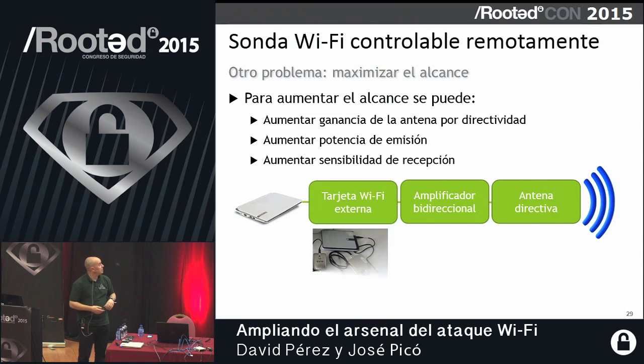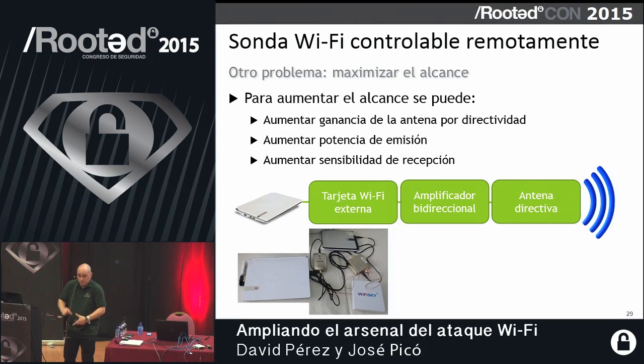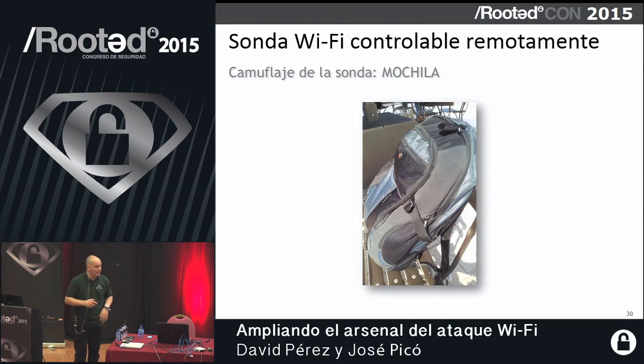So we looked for a set of equipment that was feasible for us. This is a battery feeding the amplifier, and this, you can see downstairs, is a square directive antenna, 2 inches big, and we got a very, very powerful probe. Another problem was to conceal this probe.